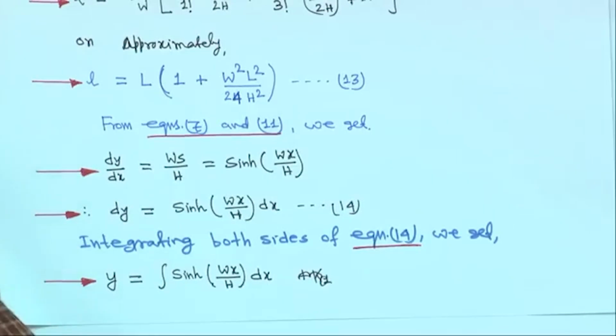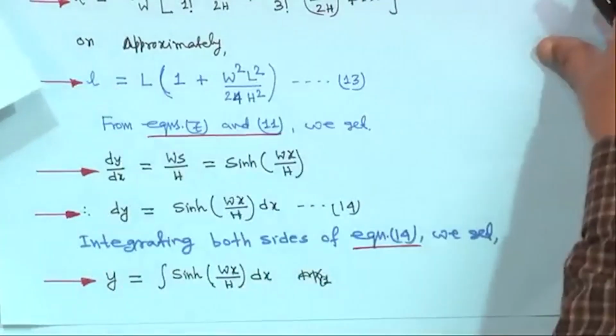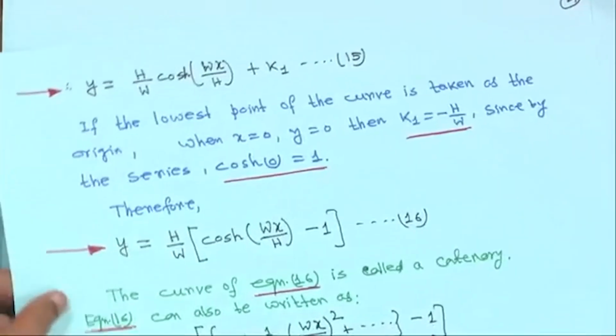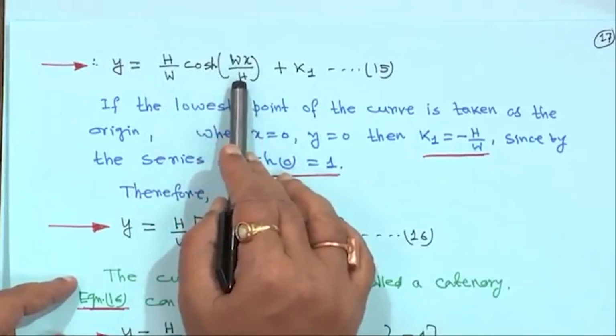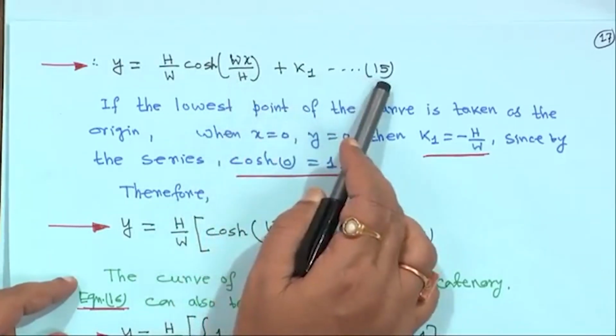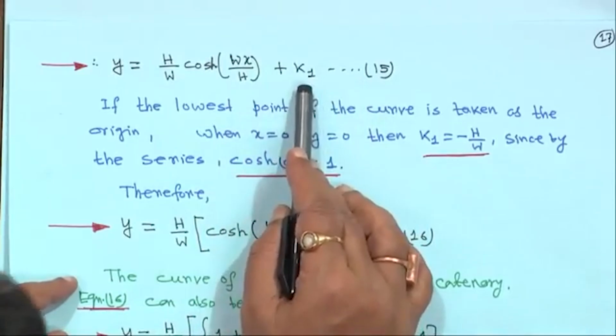The integration of the sinh function is cosh. So it will be y is equal to h upon w cosh(wx/h) plus k1. This is equation 15, where k1 is the constant.